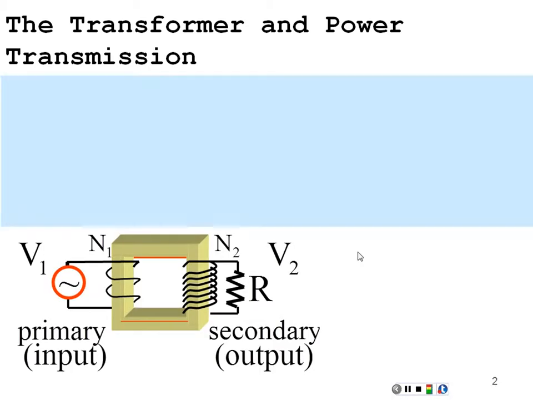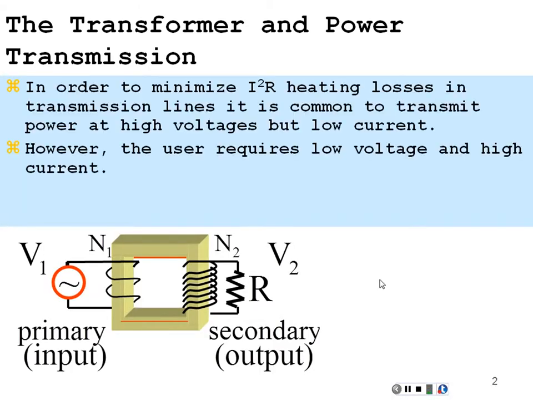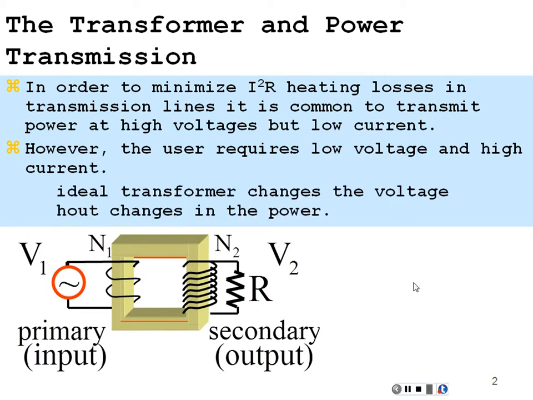The only thing I know about transformers has to do with power generation. In order to minimize I squared R heat losses in transmission lines, it's common to transmit power at high voltage but low current, and then transform it to low voltage and higher current for your application. An ideal transformer changes the voltage without changes in the power.